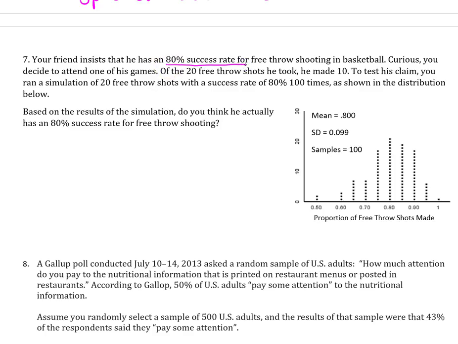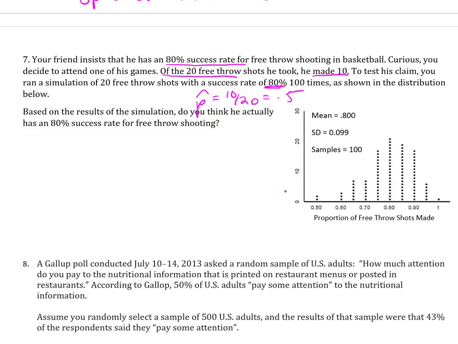for free throw shooting. Curious, you decide to attend one of his games, and of his 20 free throws, he only made 10. So that means, keep in mind, his success that night was 50%. To test his claim, you ran a simulation of 20 free throw shots with a success rate of 80%, 100 times, as shown in the distribution below. So keep in mind, this is based on his claim of 80% success. So this is the realm of possibility, essentially, of an 80% free throw shooter.